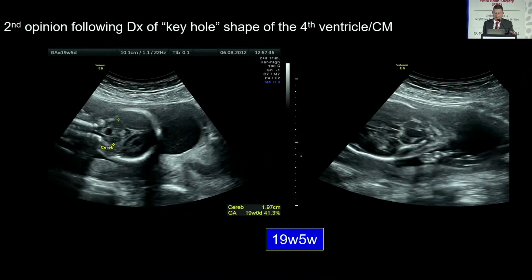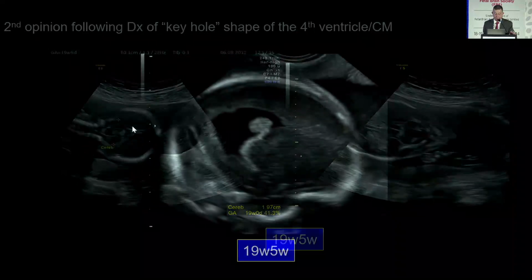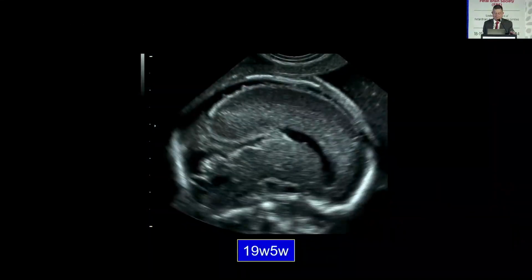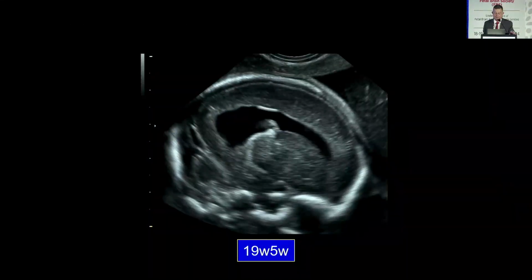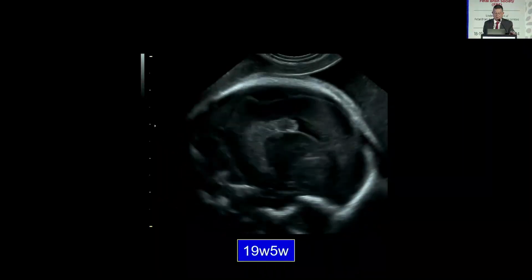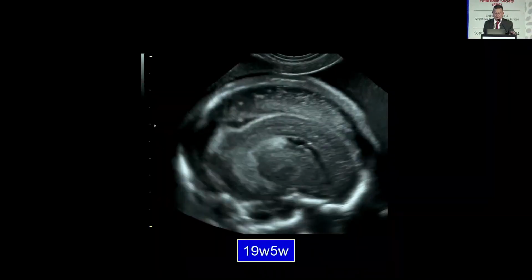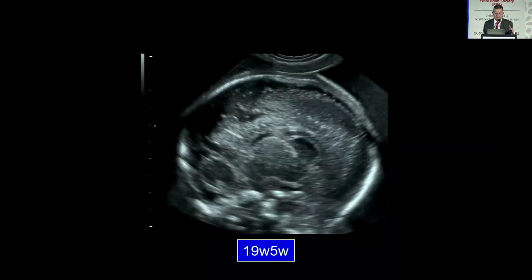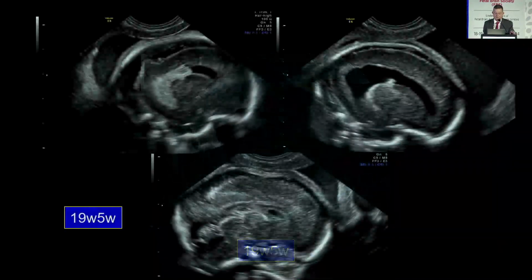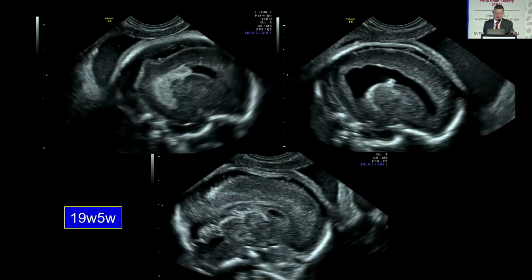This patient was referred for a second opinion because of a keyhole shape of the fourth ventricle earlier in pregnancy. We saw the patient at 19 weeks and 5 days, and the only structure that was normal was the cerebellum. And this is the image, one side. And look at the other side. Look at the occipital lobe. What happened in the occipitum? You see, something is missing.